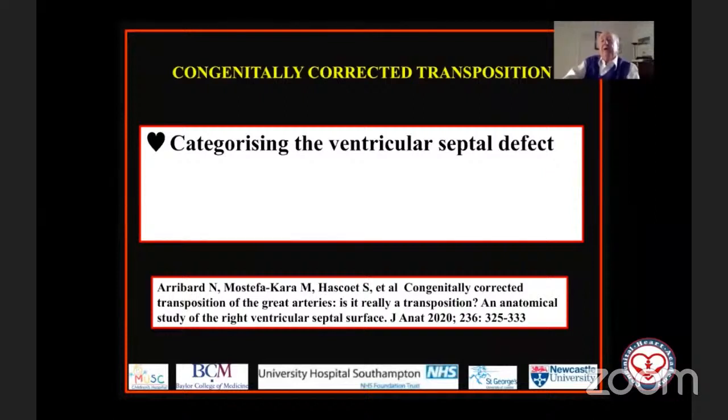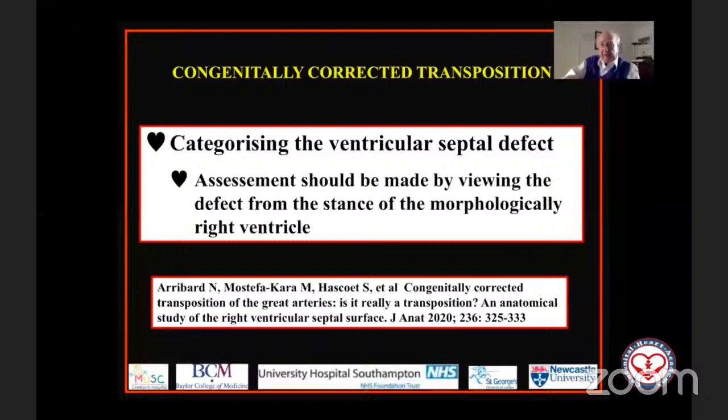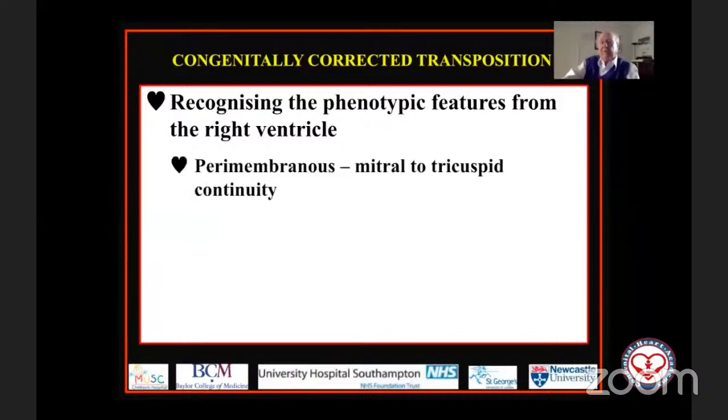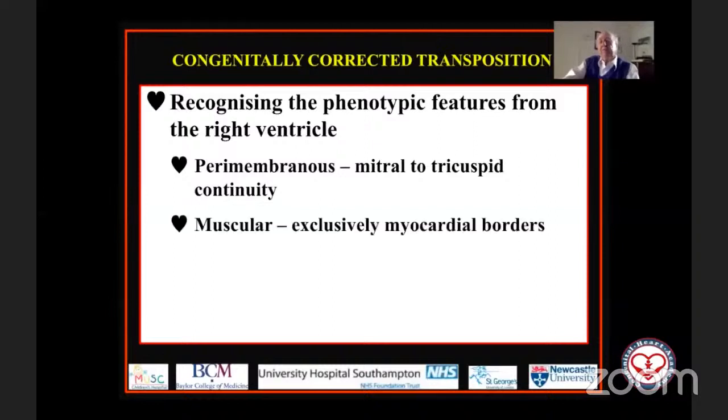And with her colleagues, she pointed out that when we categorize the ventricular septal defect in the setting of congenitally corrected transposition, we should do that from the stance of the morphologically right ventricle. And she is entirely correct in making this assertion. So now we should look at the ventricular septal defect, and we should assess those features from the stance of the morphologically right ventricle. And we should then recognize the defects that are perimembranous will have fibrous continuity between the mitral and tricuspid valves, posterior inferiorly.